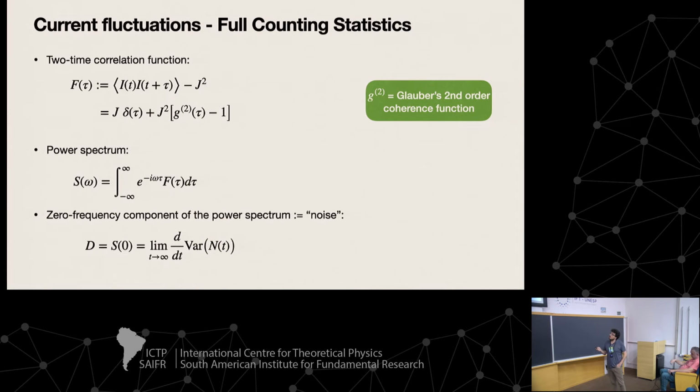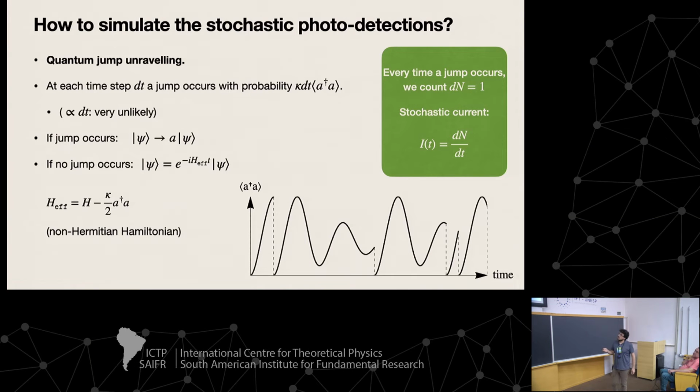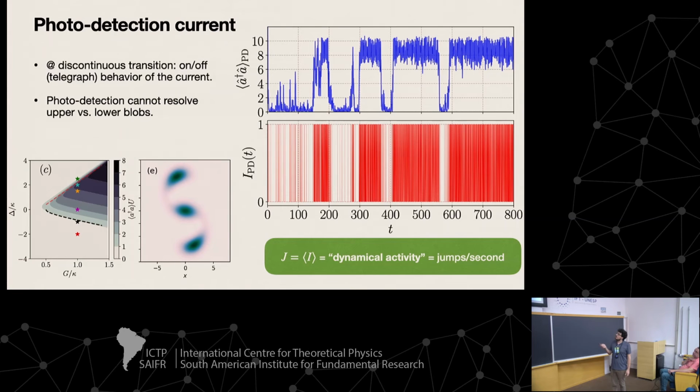So sorry, I actually forgot to mention. Every time there is a click, we define a variable dn, which is incremented by 1. And then the photon current is just dn/dt, right? So essentially, what is being plotted here is actually not really the current, it's dn. It's just 0 or 1.